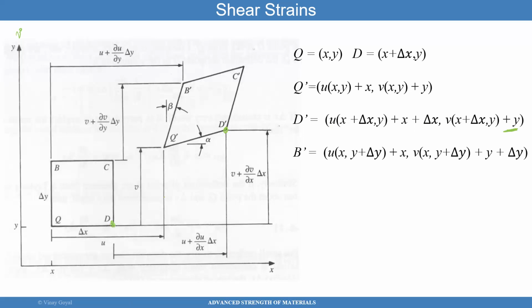D was already there, so that amount is y, as stated here. And then that point moved. Exactly. Now it moved all the way, deflected all the way there, which is the deflection V because it moved up. And it is evaluated at the location where D is, which is x plus delta x, comma y. So that's what we got there for D prime.